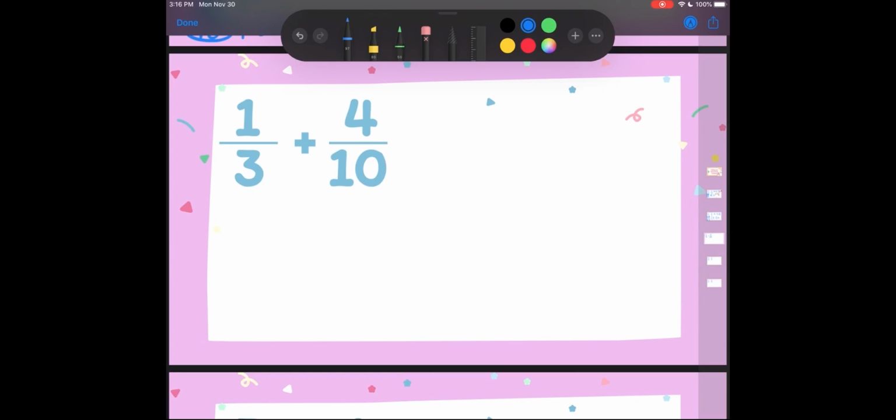Let's look at another addition problem. We've got 1/3 plus 4/10. They do not have the same denominator, so first up is multiples. We're going to list the multiples of 3 and 10.